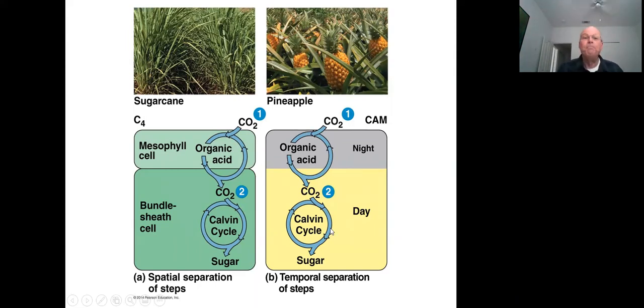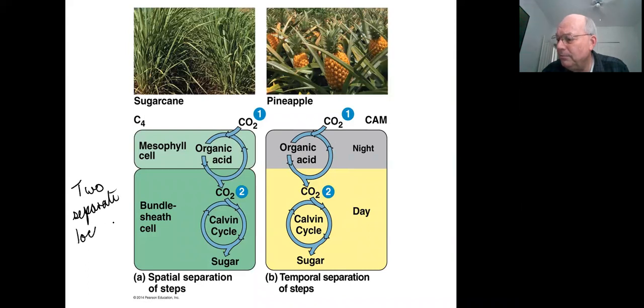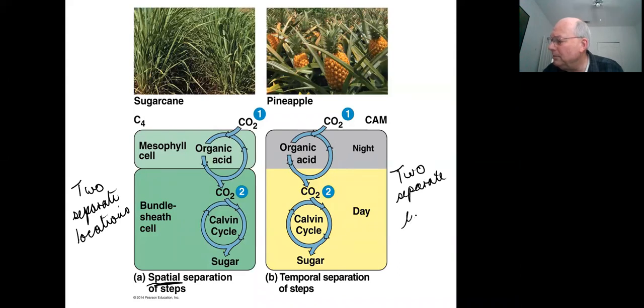It is truly a modification of the C4 pathway. The big difference is this is taking place in two separate locations, and we refer to that as a spatial separation, two different locations. This is taking place at two separate times, or a temporal separation, a time separation. The basic idea remains the same.